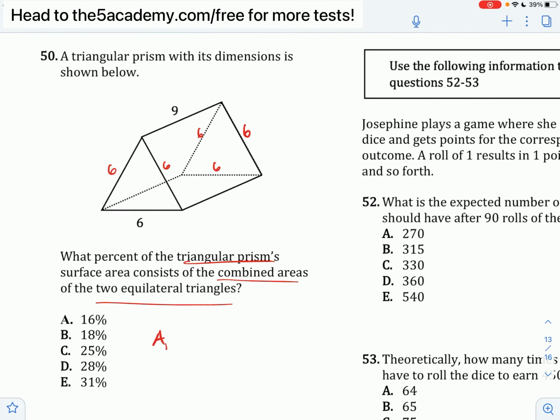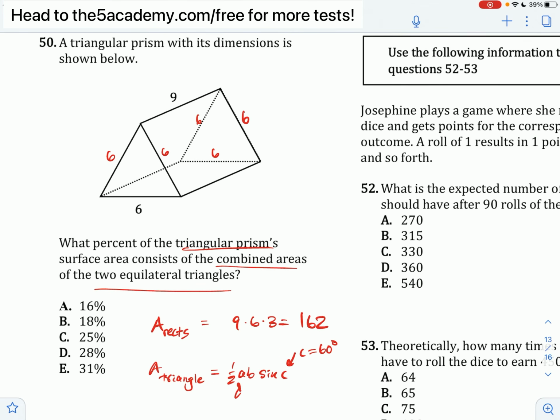So the area of the rectangles is equal to 9 times 6 times 3, which is 54 times 3, 162. And the area of the triangles, let's just calculate one of them. It's going to be half base times height, or you can do it this way. It's going to be half AB sine of C. Since we know it's an equilateral triangle, the C degree measure is going to be 60 degrees. A and B are just going to be your side lengths, so they're both going to be 6. So you can calculate this.